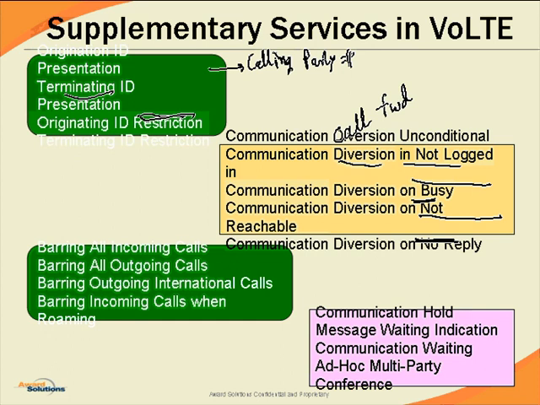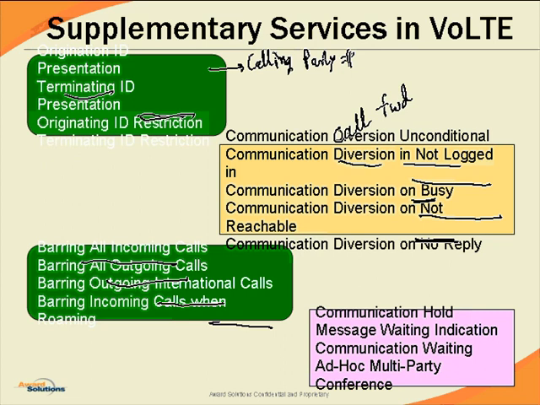Similarly, you can restrict what calls are allowed and not allowed. All incoming calls, if you want to bar, you can do that. All outgoing calls, you can do that. International calls, you can bar. So roaming, when you are roaming, maybe we do not want to pay roaming charges, then we have not subscribed to such roaming services, so then incoming calls will be barred.